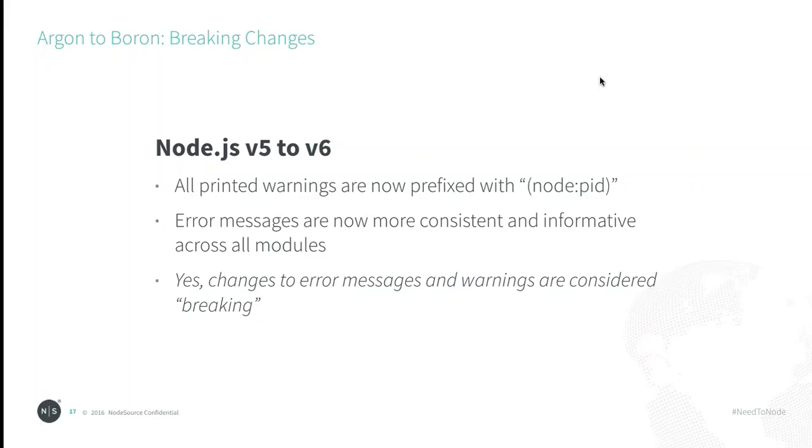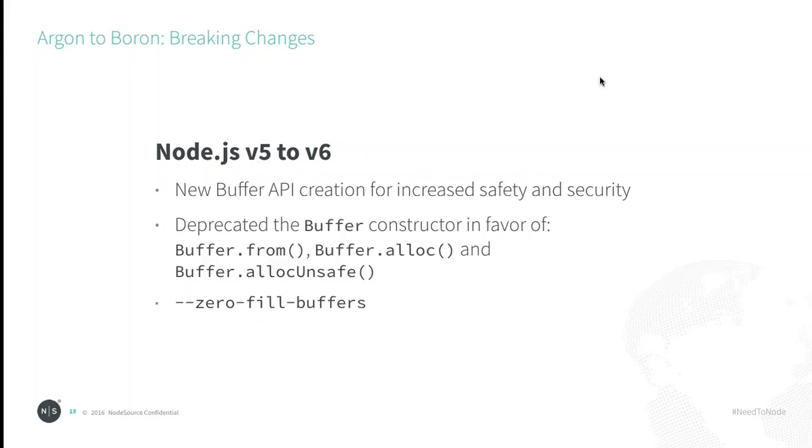Error messages are now more consistent and informative across all internal modules, so grammar and all sorts of things have been made consistent, which raises an interesting point: yes, we consider error messages and warnings to be part of the API, and therefore changes to them are breaking. We have some strategies to change that in the future with error codes, so that's coming in soon. But for now, the text is considered part of our API.